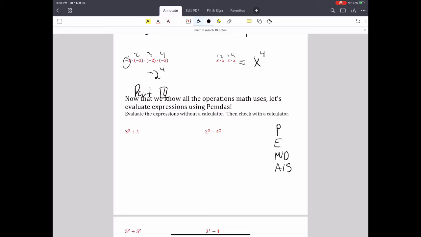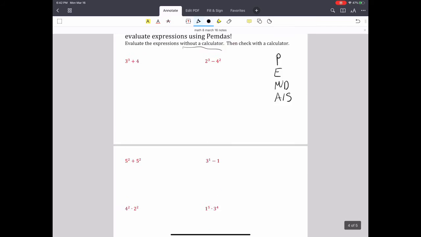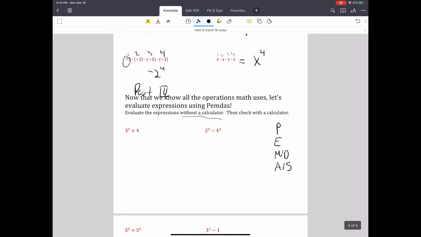Just like adding and subtracting were important, we've got to do the same for exponents. It says evaluate expressions without a calculator, and then you can go online and check with a calculator, or with your calculator at home. So again, I'll do the first couple with you, and then I'll let you guys try the rest.